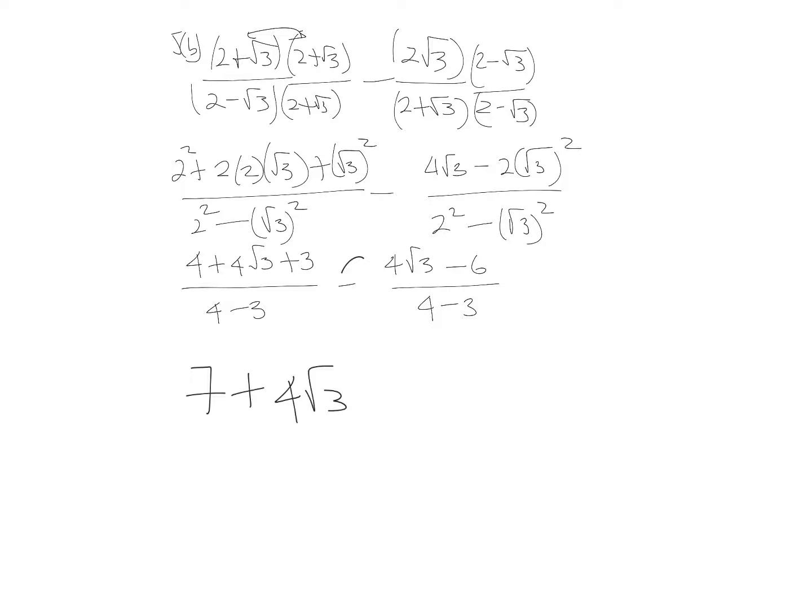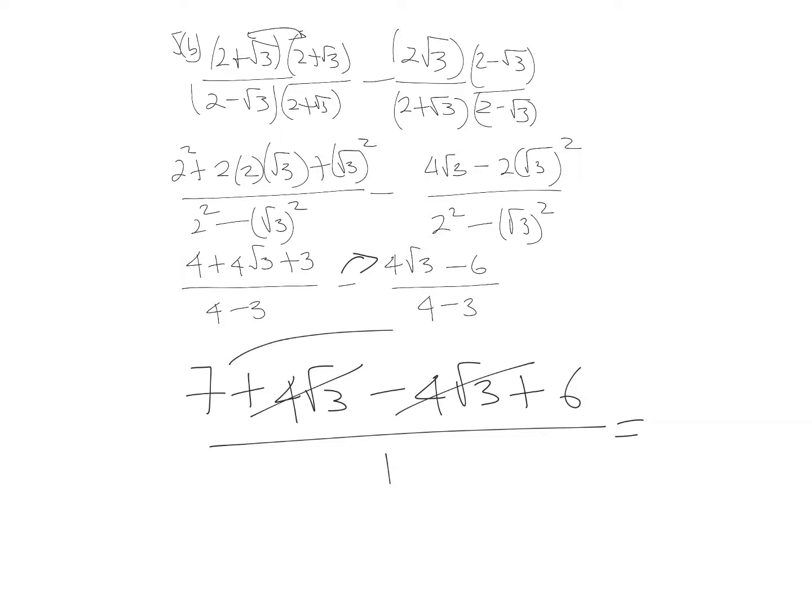So the negative multiplied by each term. I will take the negative and multiply it by each of these terms. So negative 4 root 3, and then negative by negative 6 would give me positive 6. And 4 minus 3 is 1. The denominator is just 1. So in the end, the 4 root 3 cancels out with this 4 root 3. We have 7 plus 6, and the answer is 13.